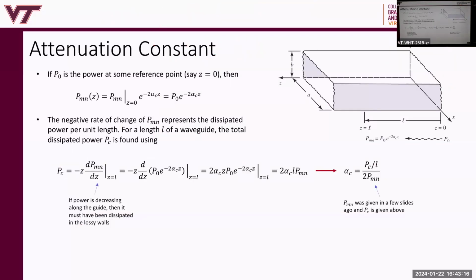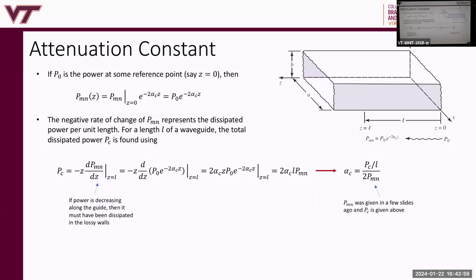So what does the attenuation constant tell us? If we know the power at some reference point, say z equal to 0, call that P0, the attenuation constant tells us that at a distance of L, the power in the mnth mode is equal to the initial power times e to the minus 2 alpha z. Because we're talking about power, it's 2 alpha z. So if the power in the mnth mode at z equal to 0 is P0, we can find the power at any z in that mode by multiplying by e to the minus 2 alpha c times z.